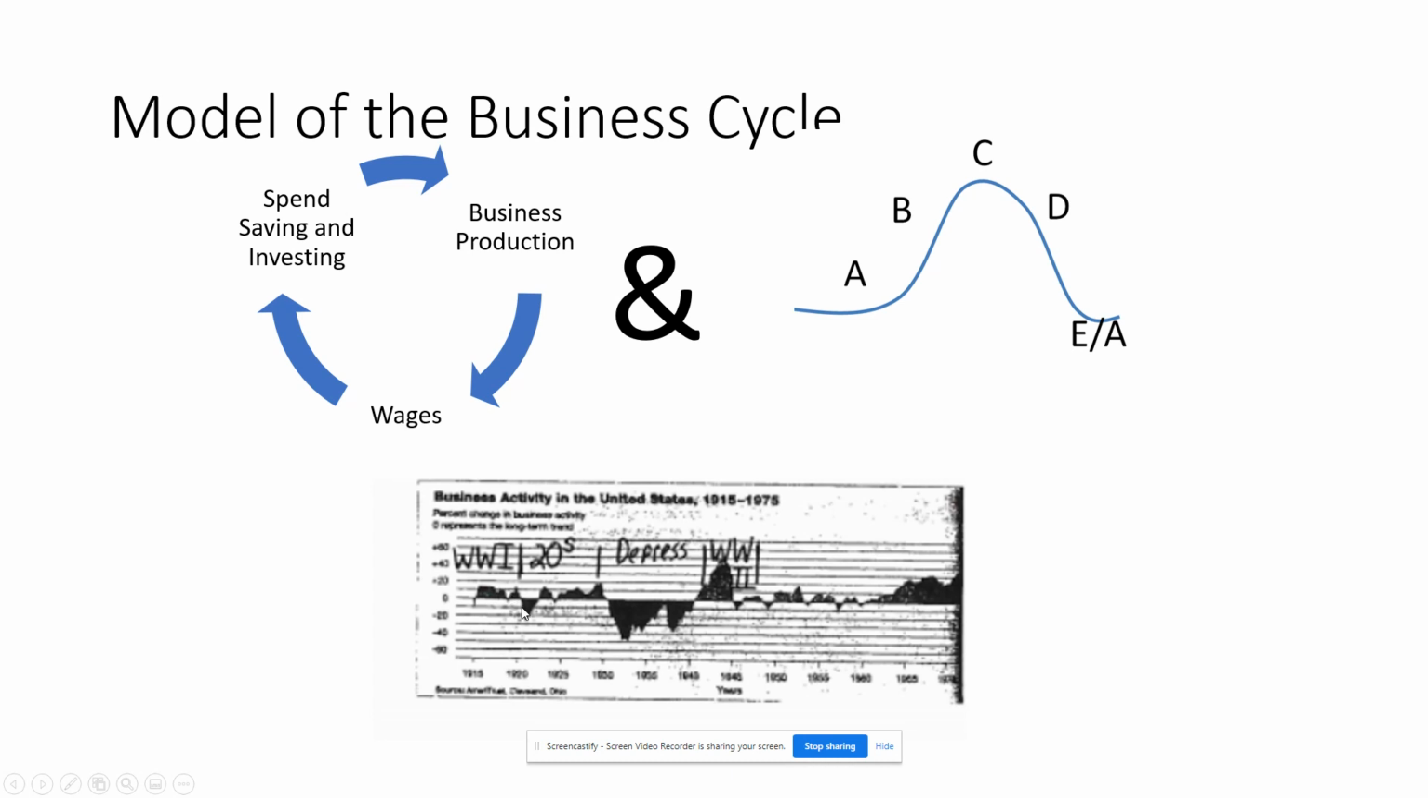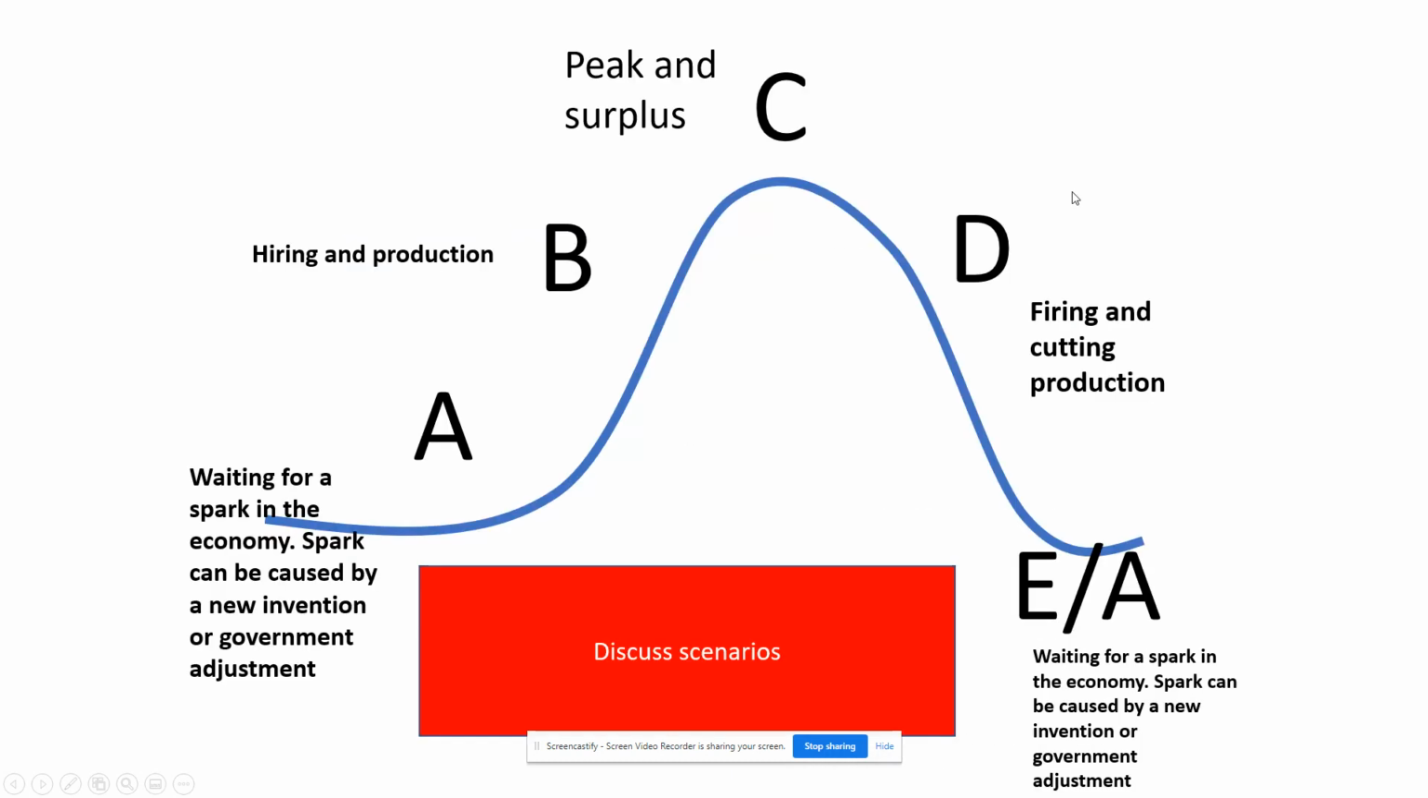Notice there's a drop, and this is a result of the World War I jobs being lost. So at that point, we're at D here. So I do have a section that explains what's going on. So at point A, which is actually E and A, they're the same. It's when there's either a boom or a bust, a high or a low, and you're waiting for government to do something. It's the response.